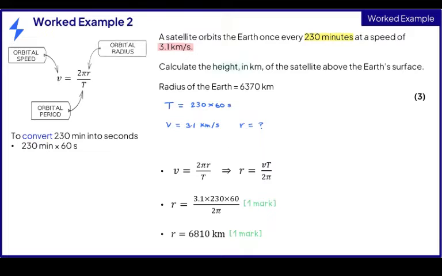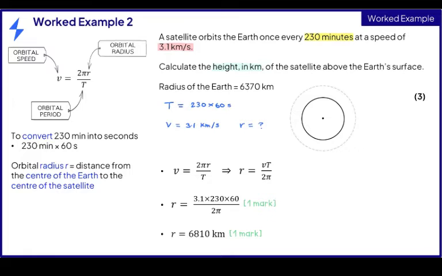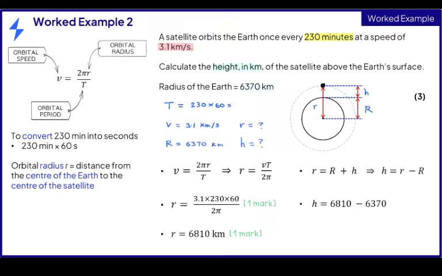Next, we need to determine the height of the satellite above the Earth's surface. The orbital radius r is the total distance from the center of the Earth to the center of the satellite. This distance is equal to the radius of the Earth, which is 6,370 kilometers, but let's call it big R for now, plus the height above the surface, let's call this h. So the height h is simply equal to the orbital radius we just worked out, minus the radius of the Earth, which we have been given. This gives us a height of 440 kilometers.